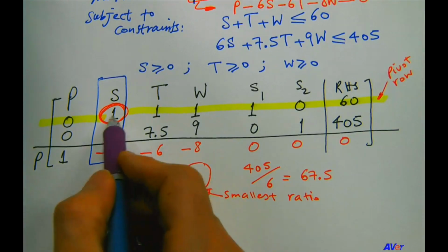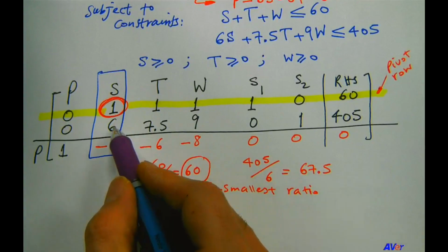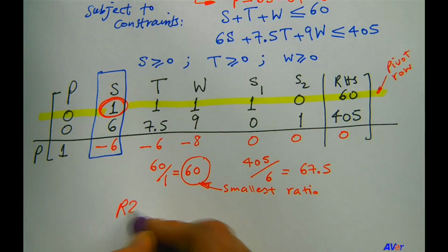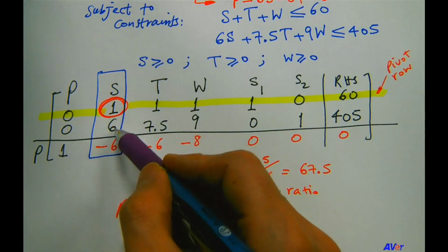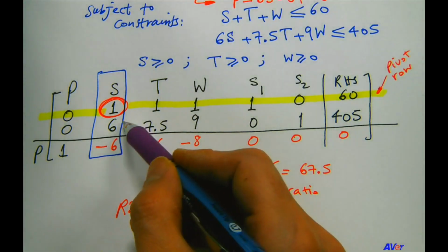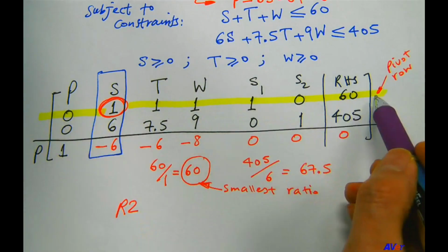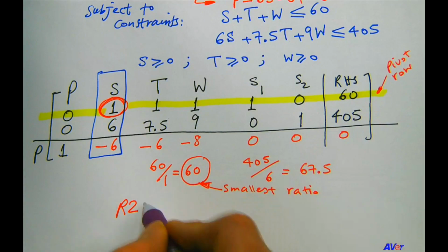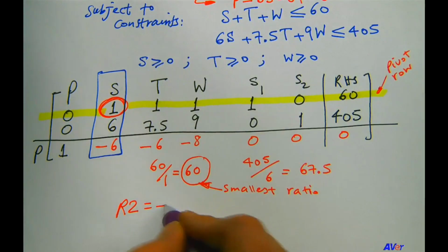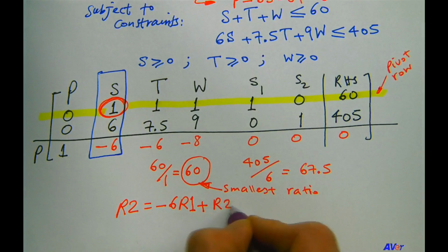And it's already 1 here, the pivot element. So the row operation would be to change this 6 to 0. We need to change row 2. How are we going to get a 0? Well, all we need is a negative 6. Where is the negative 6 going to come from? It's going to come from multiplying the first row by negative 6 and then adding it to the second row. So negative 6 times row 1 plus row 2.